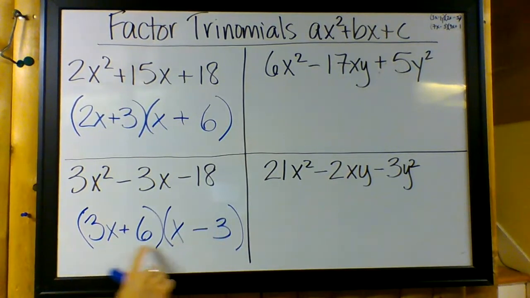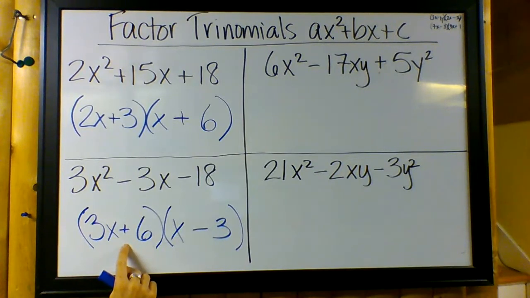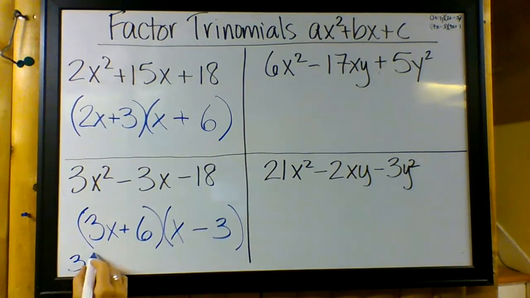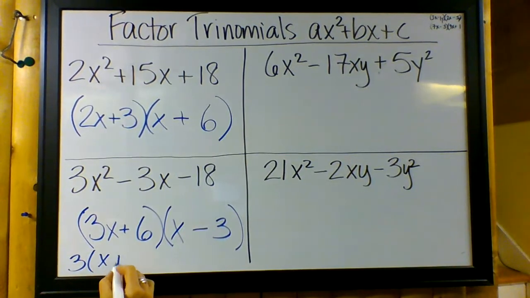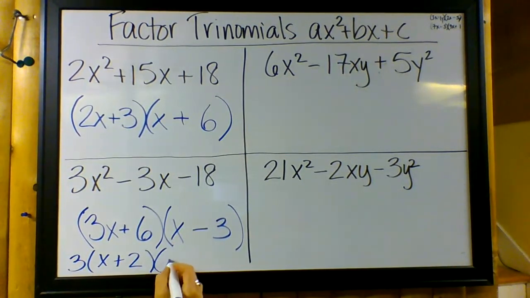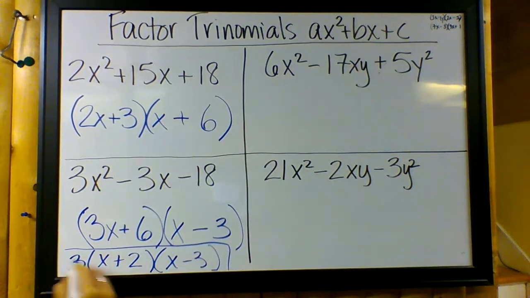But I'm going to take a look at these right here, and hopefully you'll notice that there is a greatest common factor in this binomial, and I see it as a 3. So I'm going to go ahead and pull that 3 out front. This is x plus 2 and x minus 3. And this right down here is my final factored form.